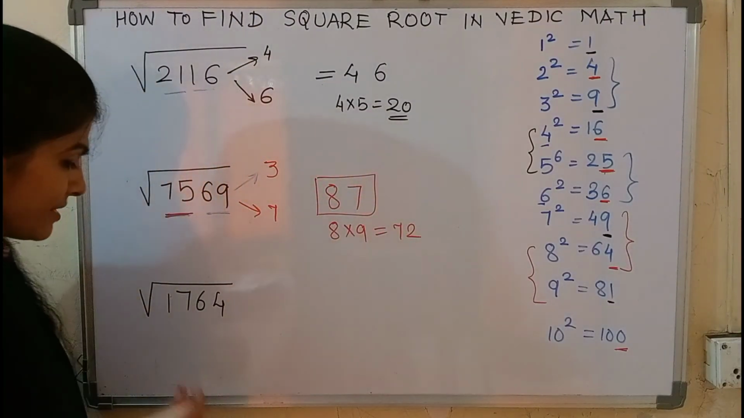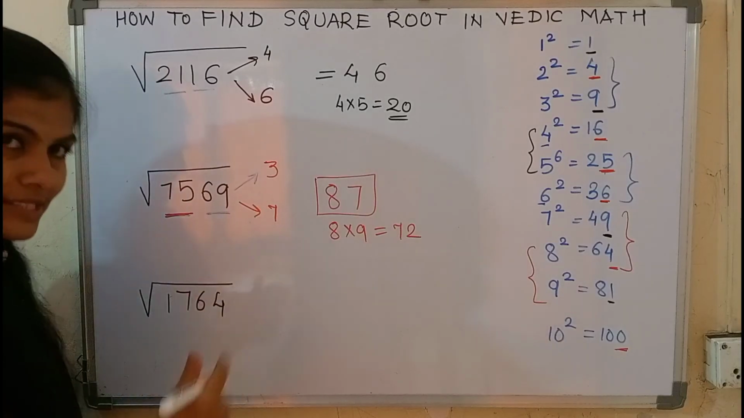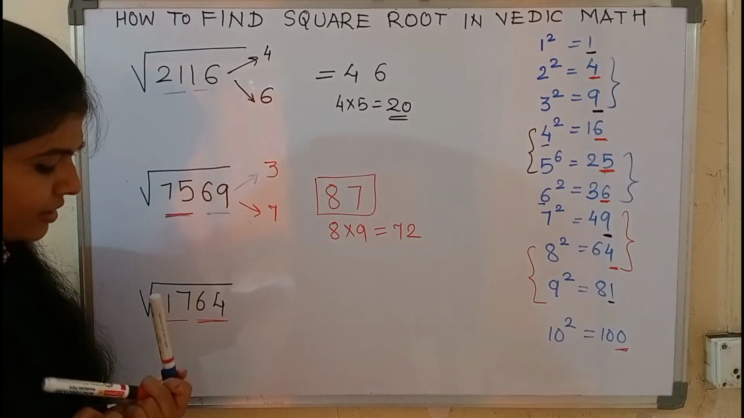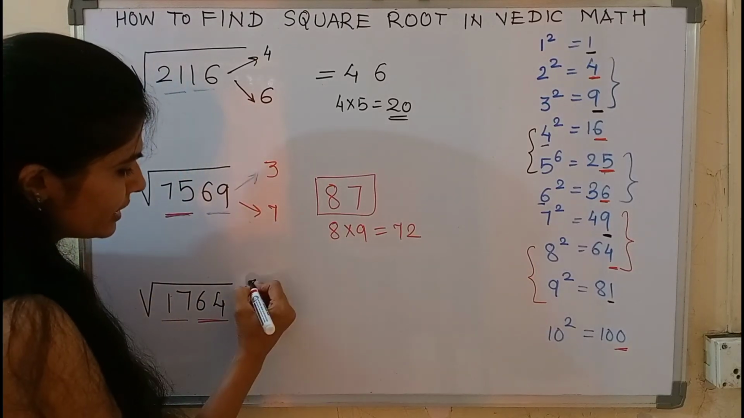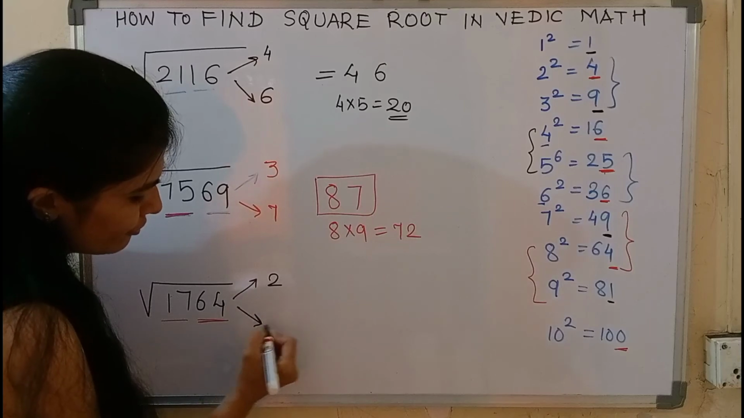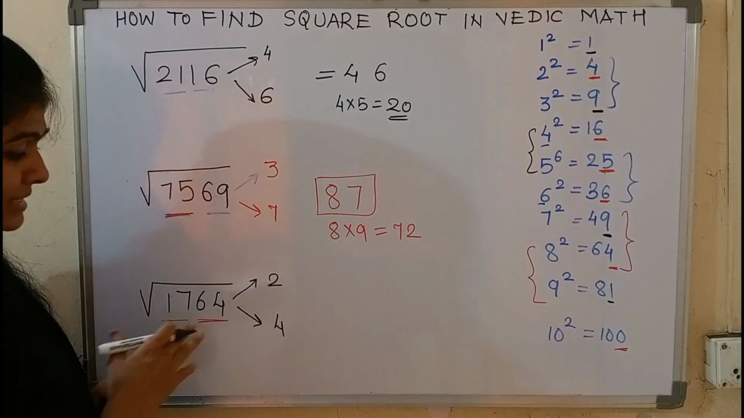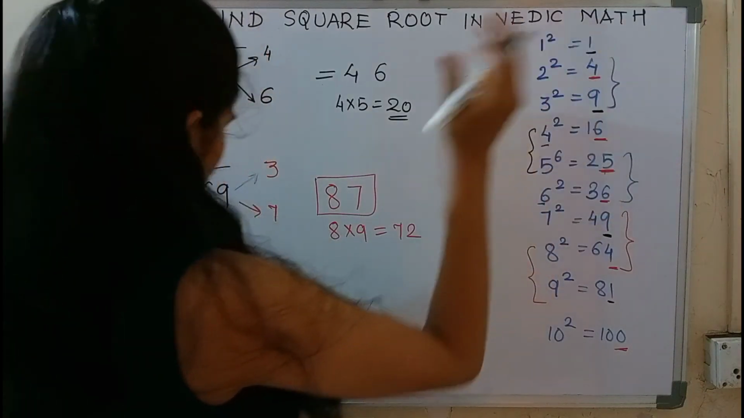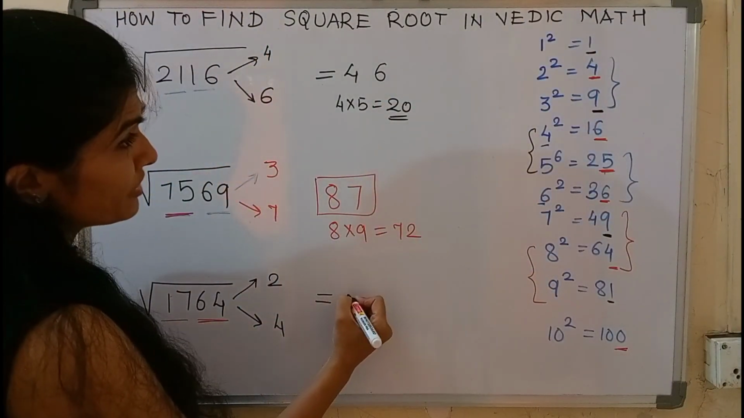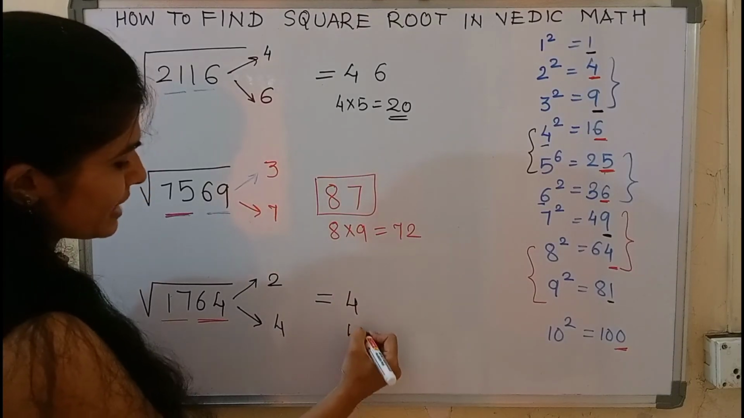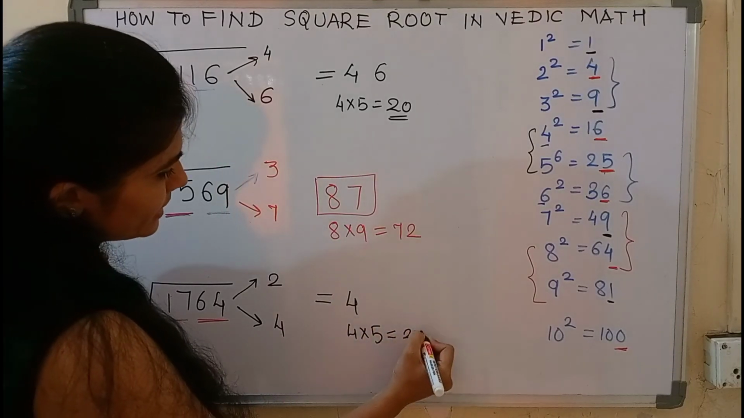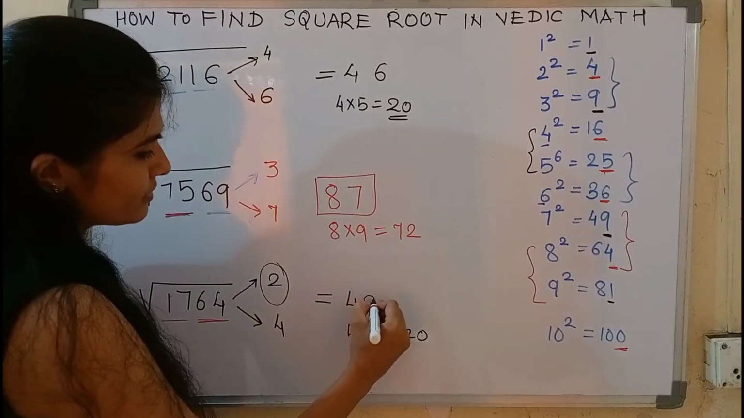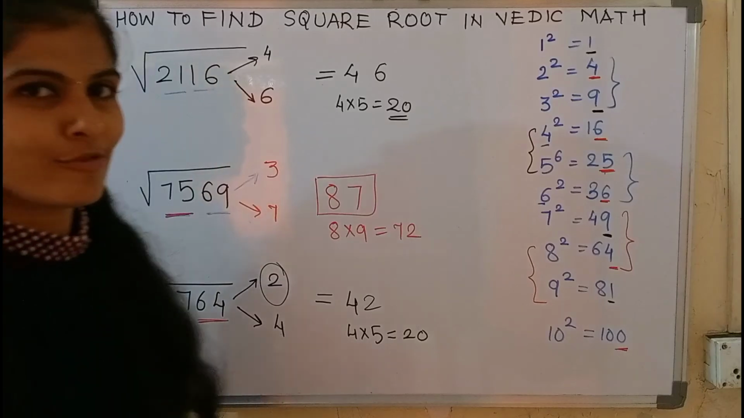And let's see one more example. Number is 1764. What are the last two digits? 64. So it ends with 4. As it ends with 4, it must end with either 2 or 8, right? Now, the next number is 17. It lies between, again, 16 and 25, right? So I must choose the smaller one. So I must go with 4. Now 4 times 5 is 20. But this 17 is less than 20. So I must go with the smaller digit, which is 2. So my answer is 42.